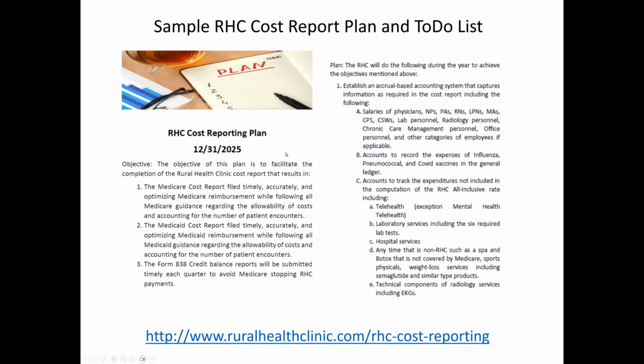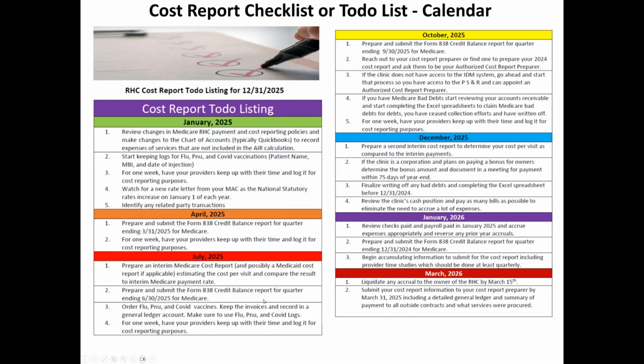So I'll put together a plan. Again, that's in your handouts there as well. So that's a cost report plan. And then I'll put together a little to-do list here as well on some things that you should be doing each quarter of the year to stay in compliance. So this will help you just remind yourself to put this on a tickler file and get it going.